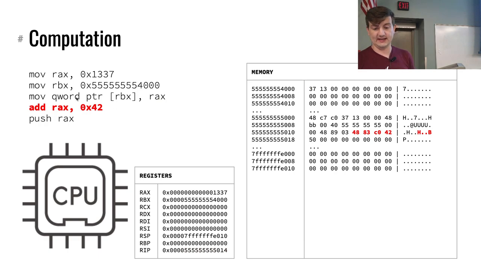Then we can do things like add 42 to RAX. So now the value inside RAX is 1379. And then push RAX. Push RAX will change some memory. How do we know what memory? The stack pointer, RSP, tells us. The stack pointer is currently pointing here at 10. So push RAX will decrement the stack pointer by 8 bytes, so it'll point to 008 and then write the value there. So our value will now be at FE008, right here where it's in red. And again, because of little endian, the bytes in memory will be 39 13 000.